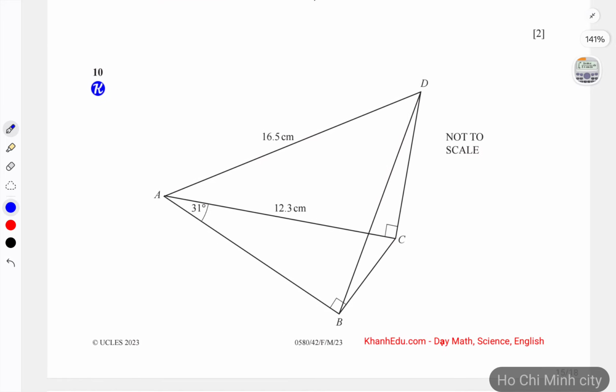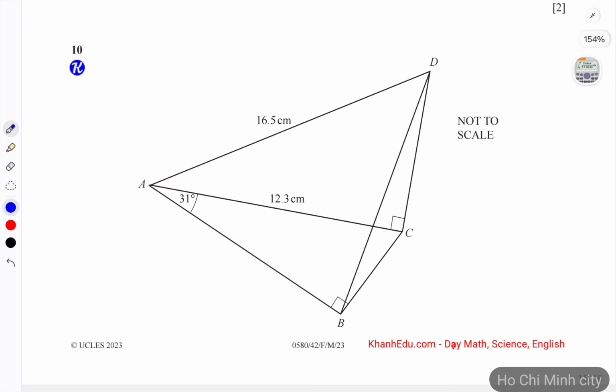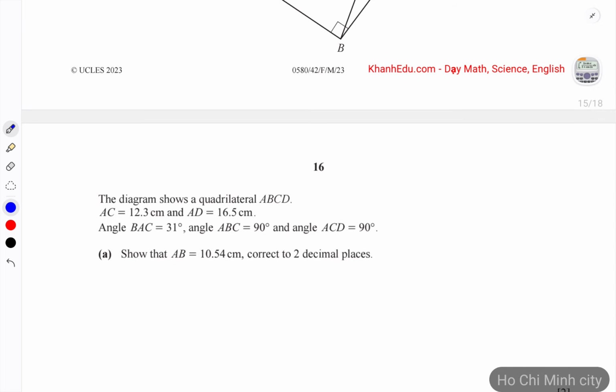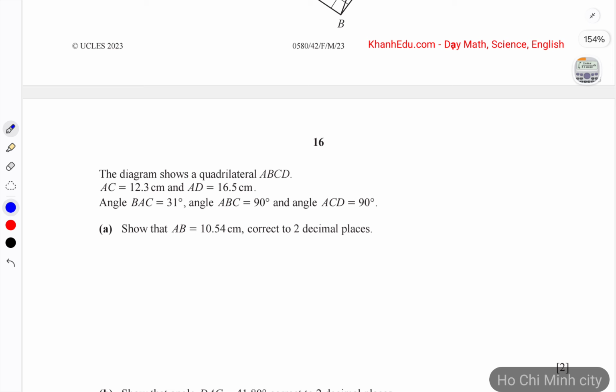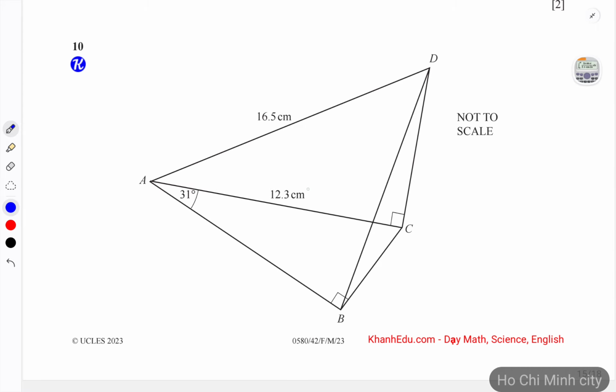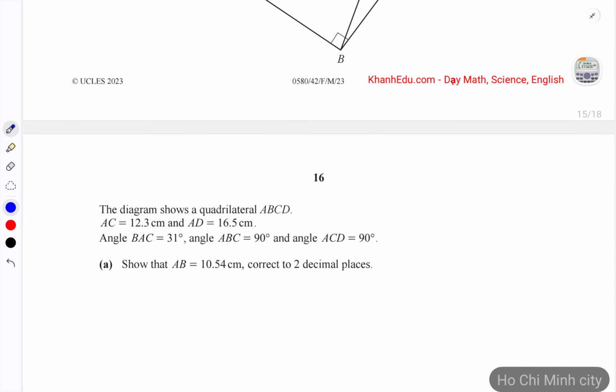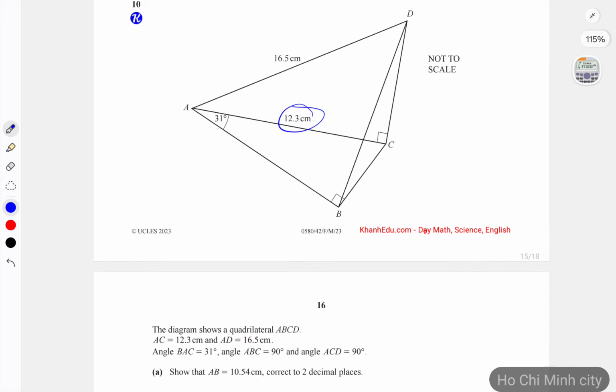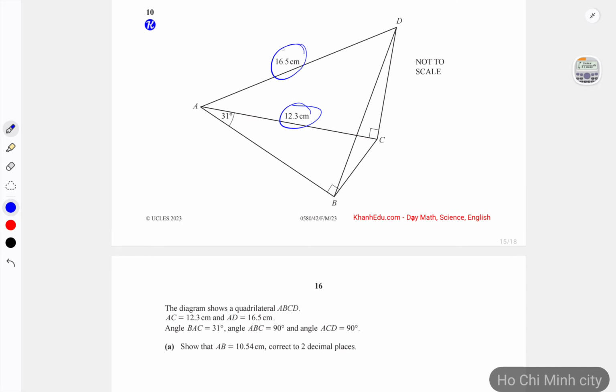All right, now let's go to the next question. Number 10 is about geometry. The diagram shows a quadrilateral ABCD, and we know that AC is 12.3 centimeters, which is this. And we also know that AD is 16.5, angle BAC is 31, ABC is 90, and ACD is also 90. Show that AB is 10.54.